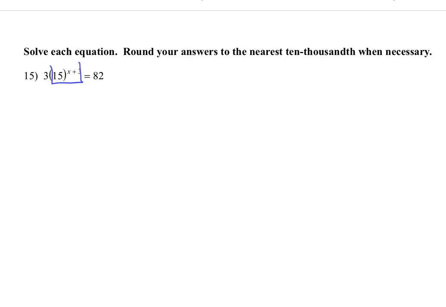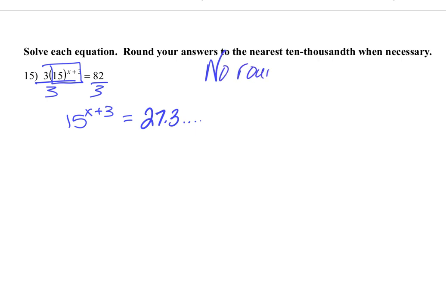15 to the x plus 3 power, so this 3 must be gotten rid of. It's 3 times that, so I'm going to divide by 3. So it's 15 to the x plus 3 equals whatever 82 divided by 3 is. So it's 27.3 repeating. So again, my suggestion to you, just do that. Leave it in your calculator though. Do not round. No rounding until the end.